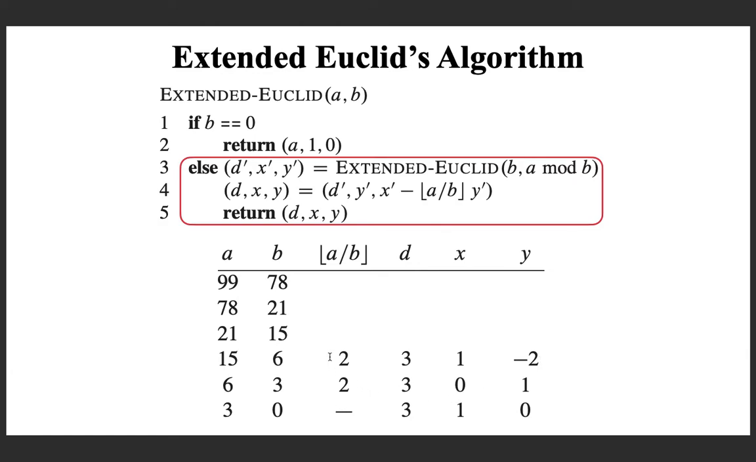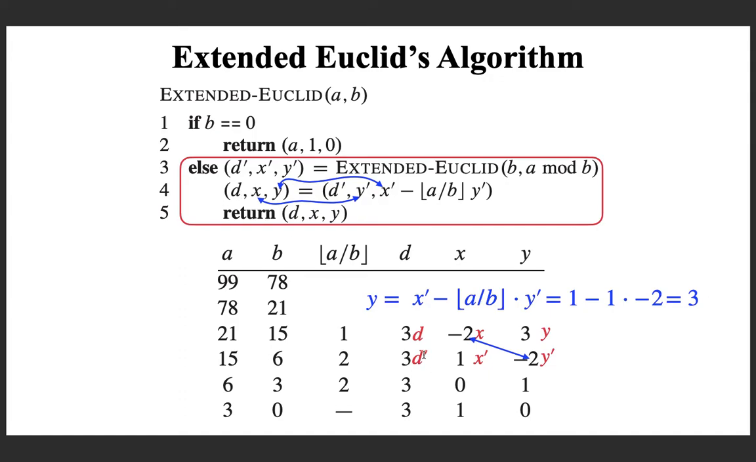Now what is going to happen? This triplet is going to become d prime x prime y prime for this recursive call. And so you obtained d, x and y. Verify that it is correct. D is same as d prime over here, 3, and x is nothing but y prime, so it is minus 2. And if you apply the values in this equation, x prime is 1, this quantity is obtained as 1 into y prime is minus 2. If you solve, you will get it as 3, and that is why you obtained y as 3.